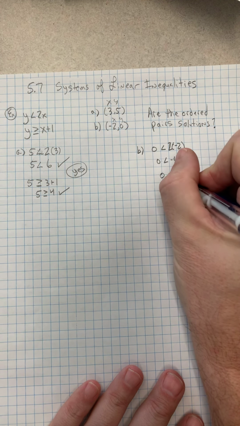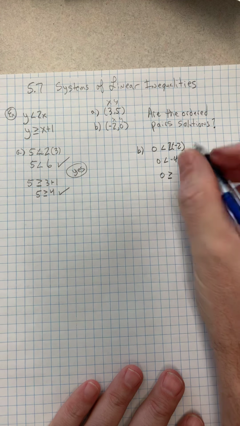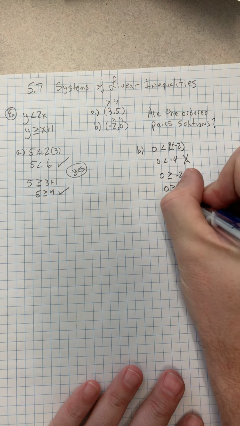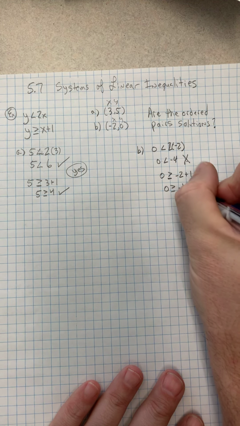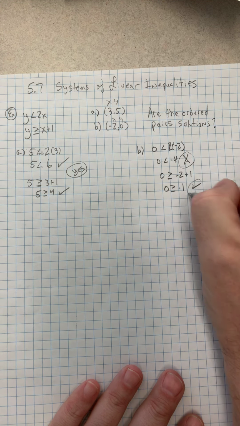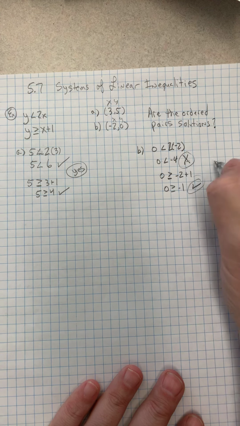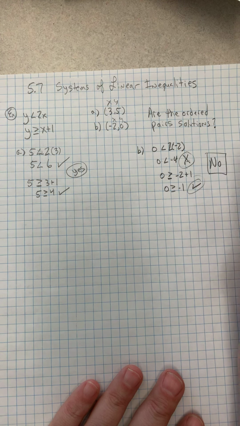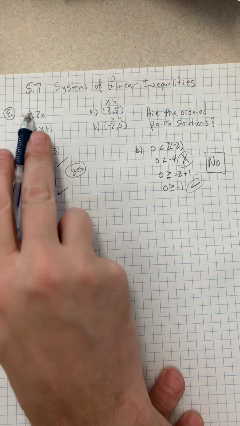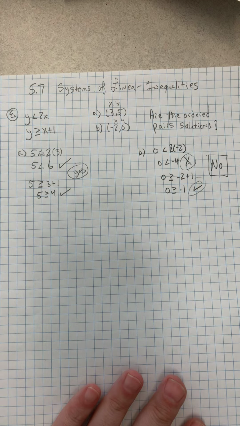0 is greater than or equal to x, which is negative 2 plus 1. 0 greater than or equal to negative 1. That certainly checks. But because it is not true for both, this is no. The ordered pair negative 2, 0 is not part of the solution of that system.